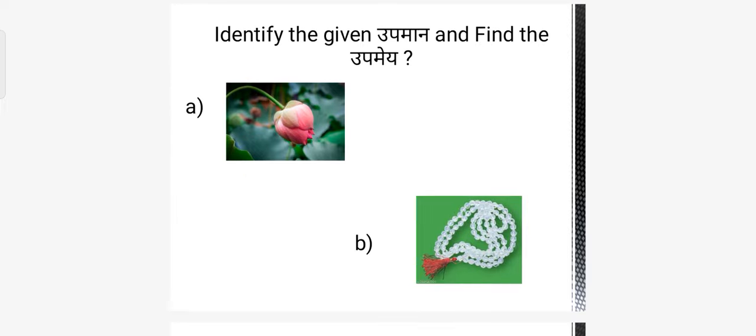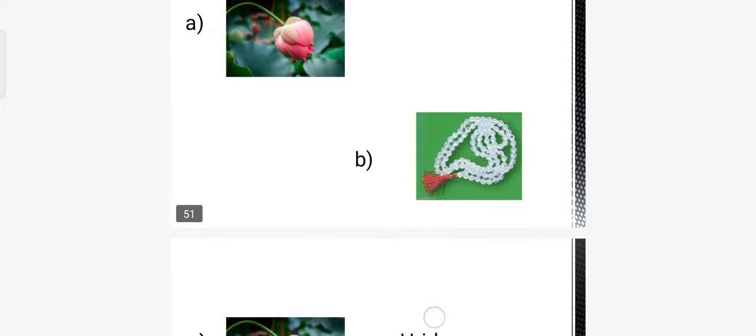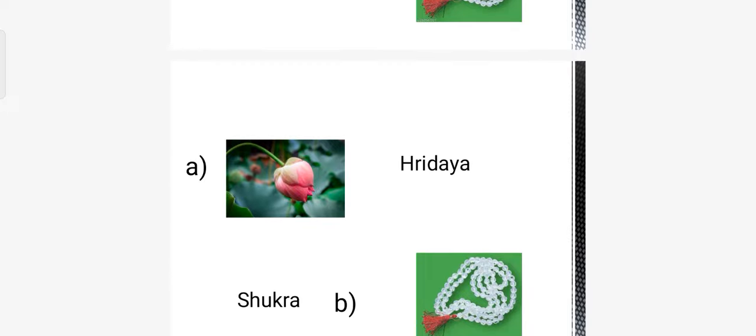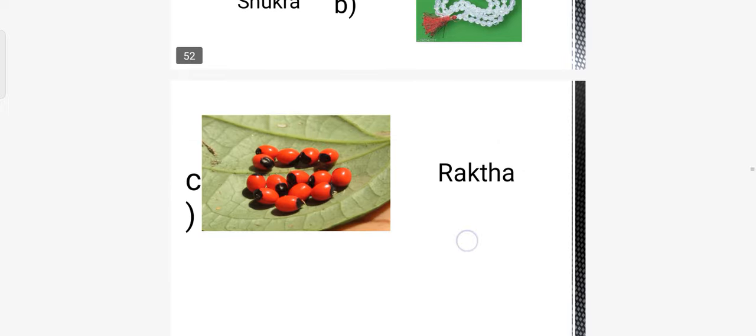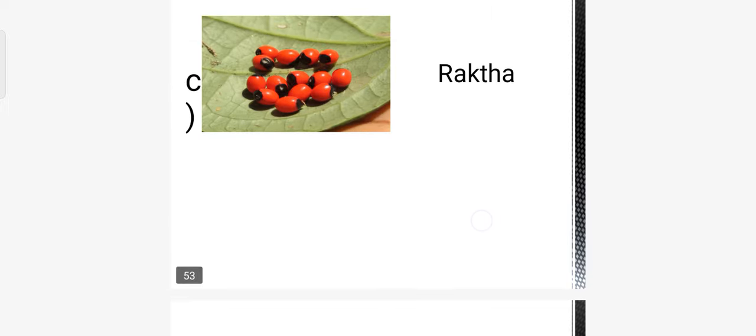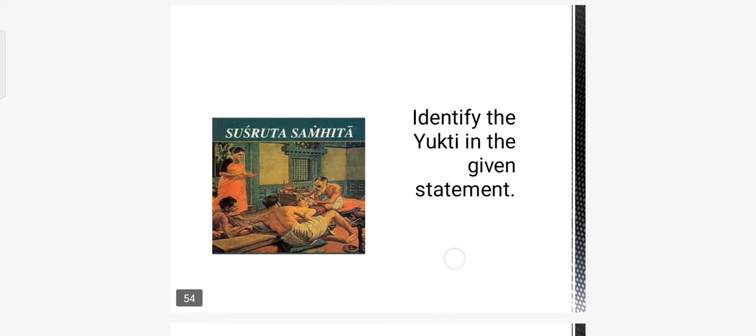Okay. Moving on to the next one, Upamana or Yukti Pramana. Identify the Upamana and find the Upamana. So you are having the lotus and you are having the Spatika Mala. You can write the Pundarikena Sadrusha Hrudayam, Spatika. You know that Spatikabam Dravam Snigdham Madhuram Madhugandhicha is one of the features of Shukra. So you are going to compare that. And then the Gunjaphala for the Rakta you can give.